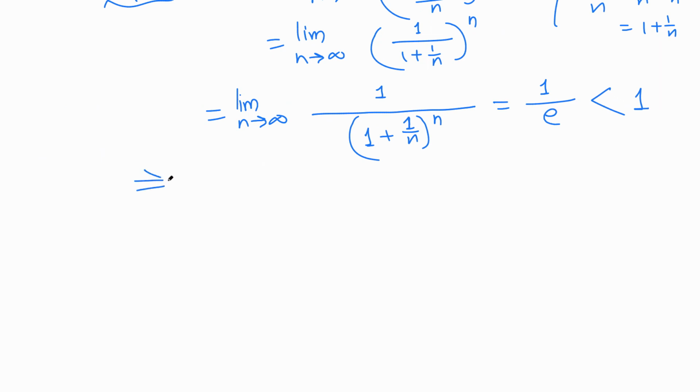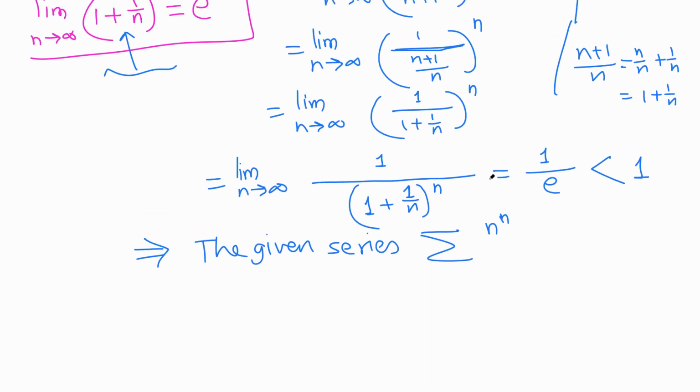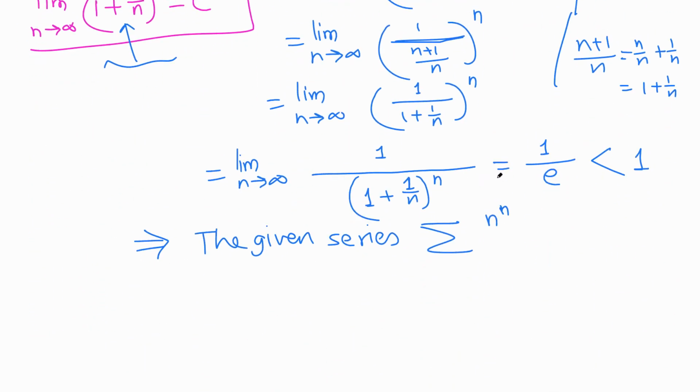So this implies the given series, the sum of n factorial over n raised to n from 1 through infinity, converges. Final.